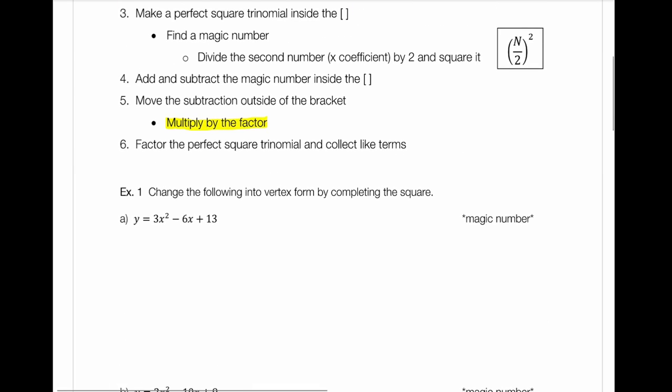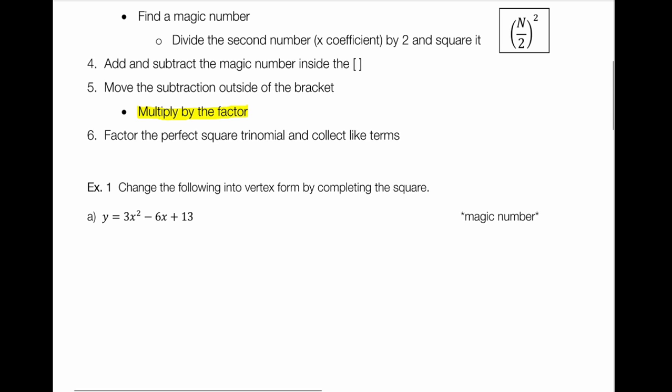So going to work through the first one. y equals 3x squared minus 6x plus 13. So again, the first thing we want to do is put brackets around the first two terms. The second thing we want to do is now we want to common factor the first two terms so that the value in front of the x squared is 1. So in this case, I need to factor out a 3.